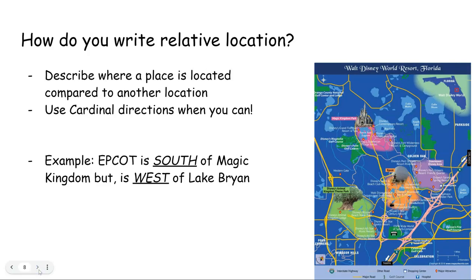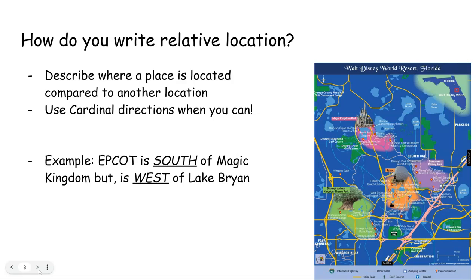So how do you write relative location? You just describe where a place is located compared to another location. It is best practice when we are talking in geography and we are using a map to find the relative location of something to use cardinal directions when possible. But if you are saying, oh, this town is located near a mountain, that would also be acceptable.